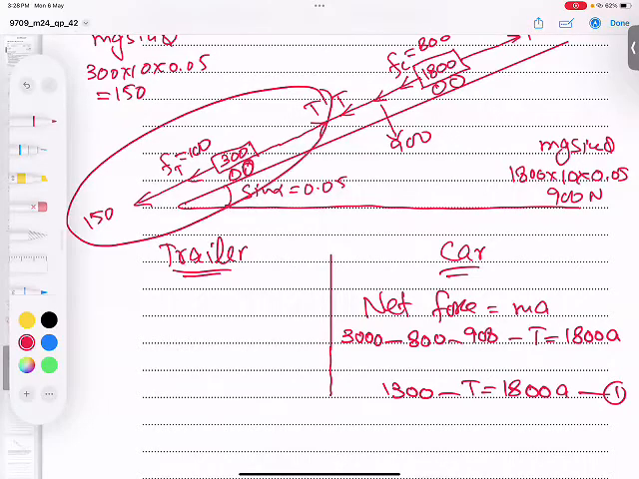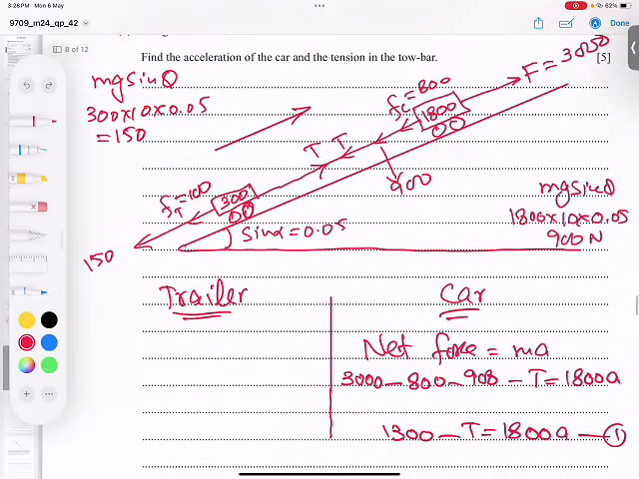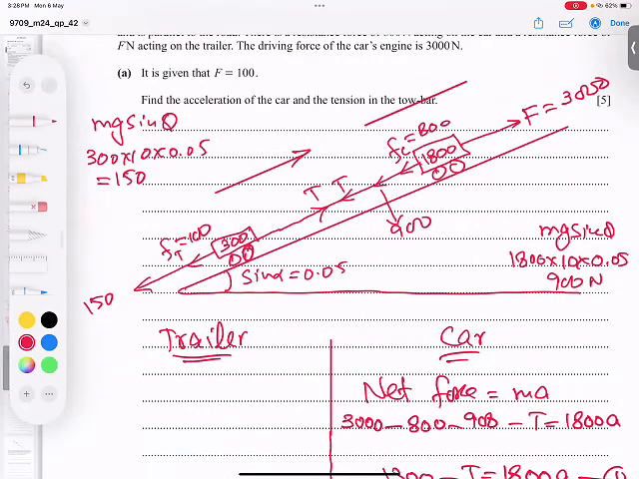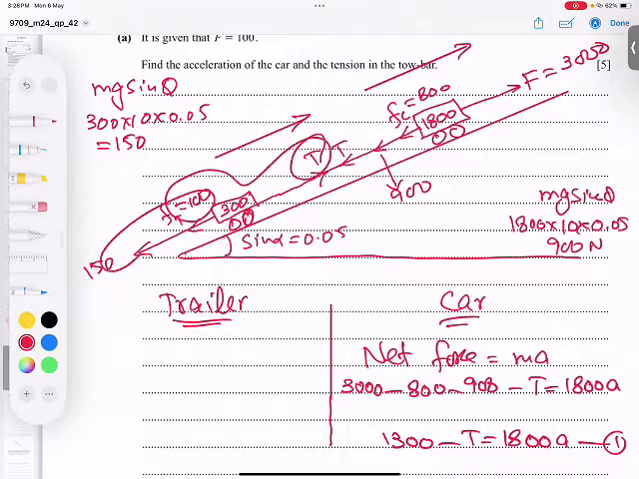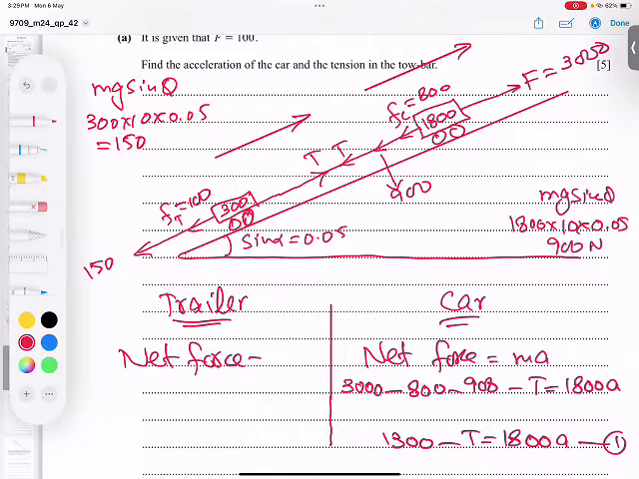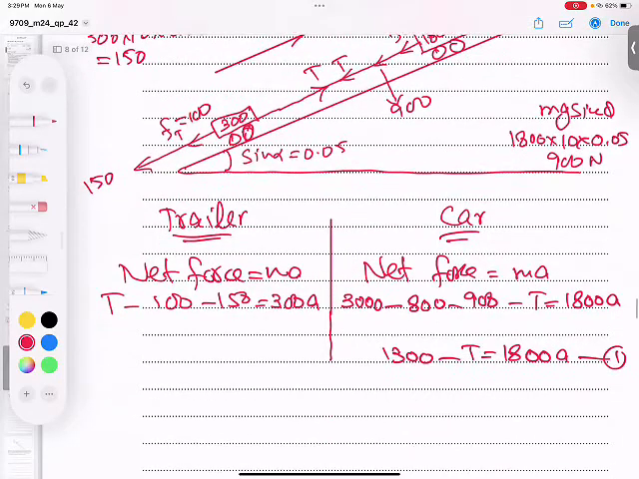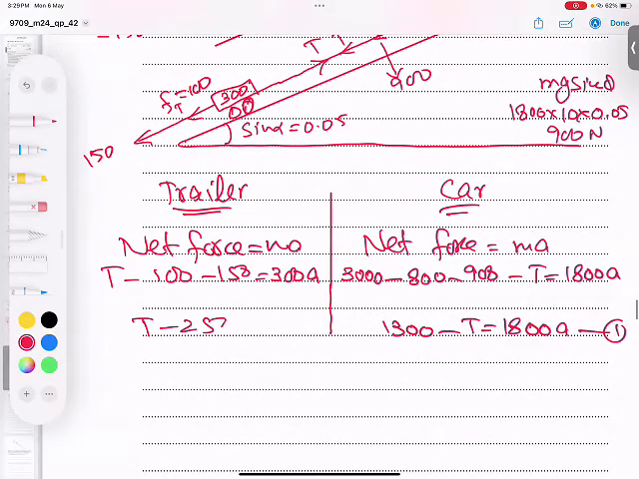Same way, I will talk about these three forces for the trailer. Because the trailer is moving upwards, I start from tension. For the car I start from the driving force, but for the trailer, moving upward, I start from tension. So tension minus this minus that. The formula, you know it, net force is equal to ma. So I'm writing tension minus 100 minus 150 equals mass 300 into acceleration. Acceleration we don't know. So I got here 250 equal to 300a.